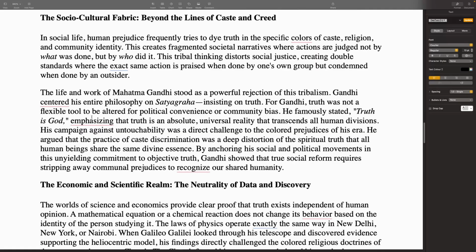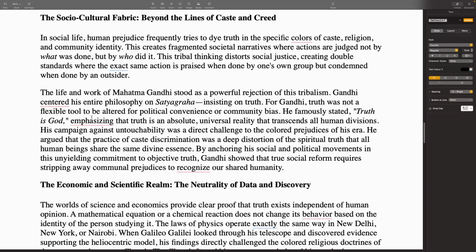The socio-cultural fabric. In social life, human prejudice frequently tries to dye truth in the specific colors of caste, religion, and community identity. This creates fragmented societal narratives where actions are judged not by what was done but by who did it. This tribal thinking distorts social justice, creating double standards where the exact same action is praised when done by one's own group but condemned when done by an outsider.